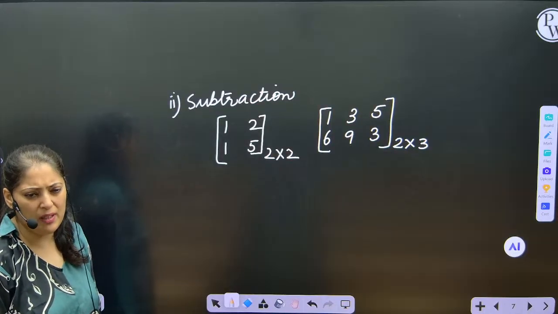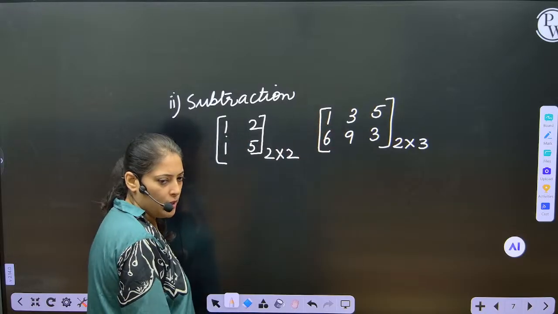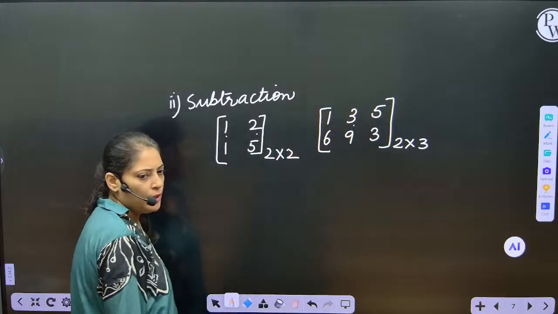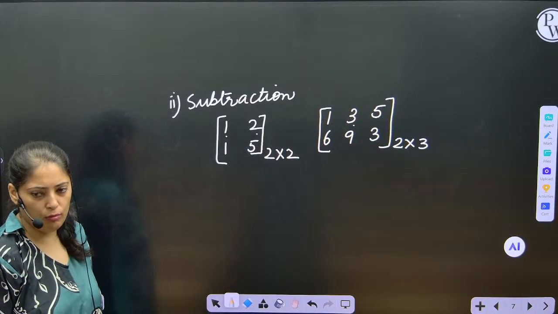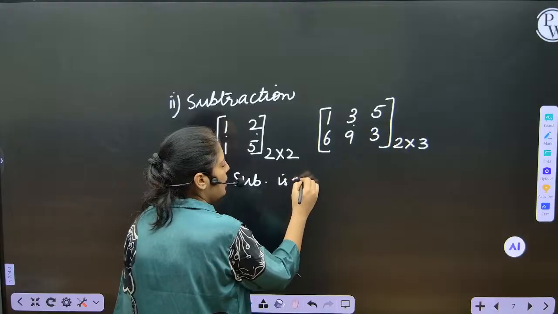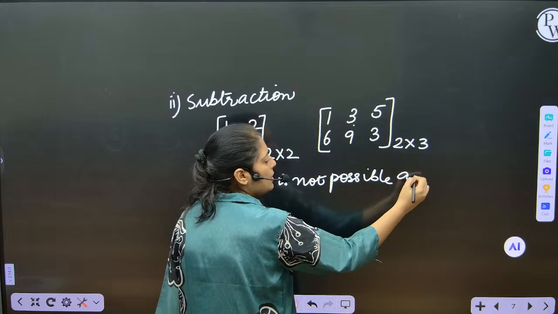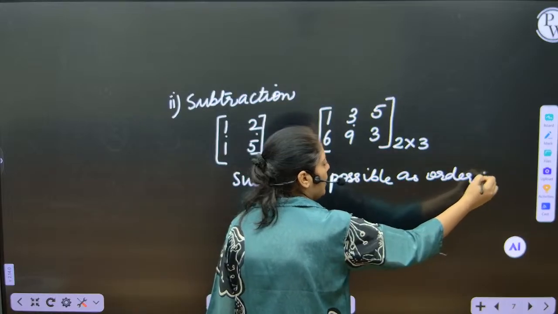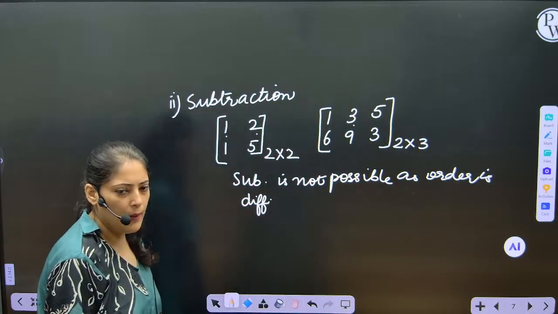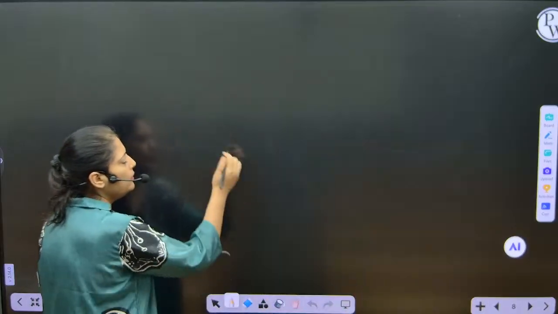Is subtraction possible? No. See how. You will subtract these two numbers, correspondingly. You will subtract 2 and 3 also. But what about this 5? Don't write only minus 5. No. So subtraction is not possible, as the order is not the same, or the order is different. Alright.